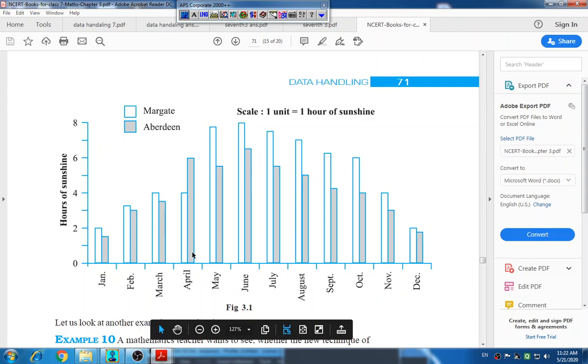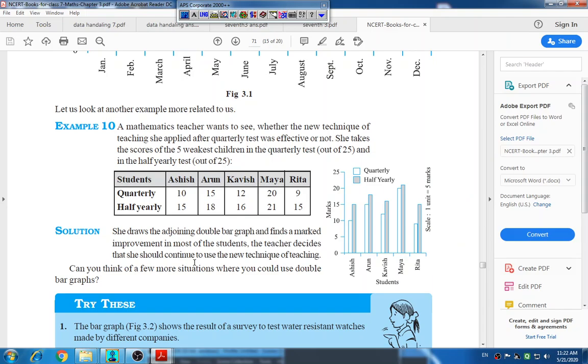So let us look at another example which is more related to us. A mathematics teacher wants to see whether the new technique of teaching she applied after the quarterly test was effective or not. She takes the scores of 5 children in the quarterly test out of 25 and in the half yearly test out of 25. Look here, they give us the names of students, that is Ashish, Arun, Kavish, Maya and Rita.